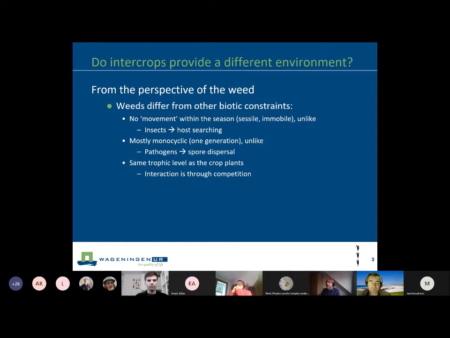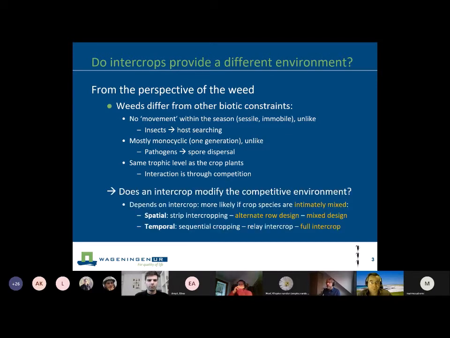So all the positive advantages of intercrops that arise from barrier effects, distance effects, dilution effects, they are not there with weeds. And finally, of course, if we look at weeds, they act at the same trophic level as the crop. And that means the main mode of interaction between weeds and crops is through competition. So the question then becomes, does an intercrop modify the competitive environment? And I think that depends very strongly on the kind of intercrop that we are working with.